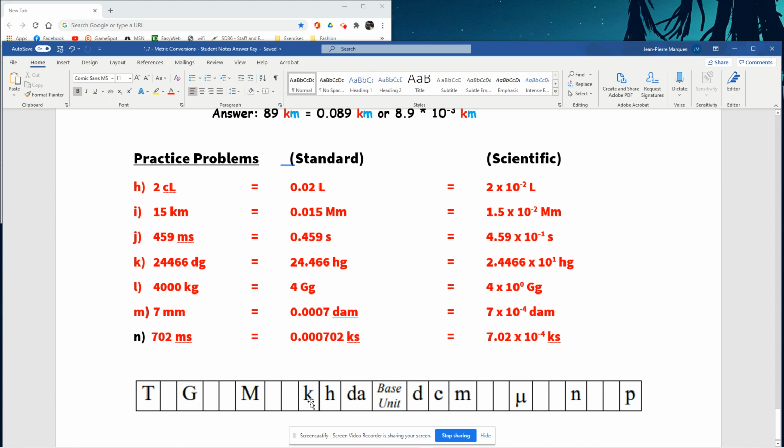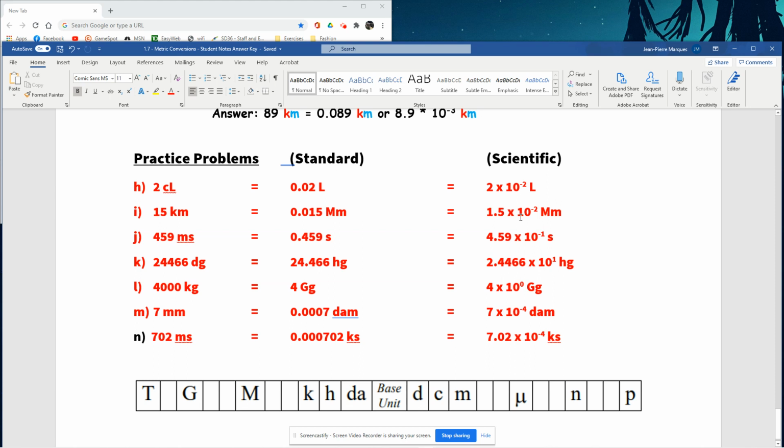Okay, so going from kilo to mega, that is 1, 2, 3 decimal places. I'm going to move my decimal to the left. Therefore, 15 becomes 0.015 megameters. Or in scientific notation, 1.5 times 10 to the minus 2 megameters. 2 sig figs in each.